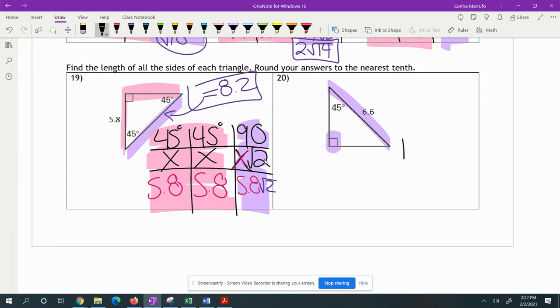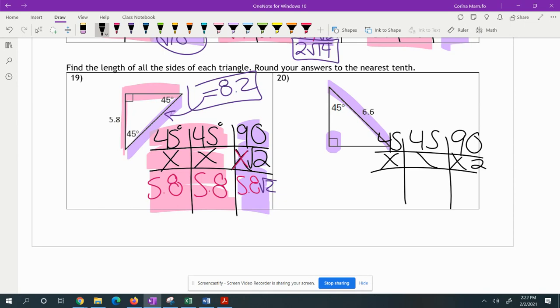So I go ahead and set up my table. 45, 45, 90. X, x, x in the square root of 2. And then they did give me the side across the 90, so that means that the 6.6 should go in this last box. 6.6. So we set x in the square root of 2 equal to 6.6, and we solve for x to find the other two sides. So what we're going to do is to solve for x, we cancel out the square root of 2 by dividing by the square root of 2.